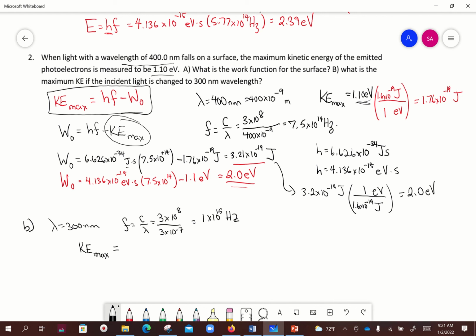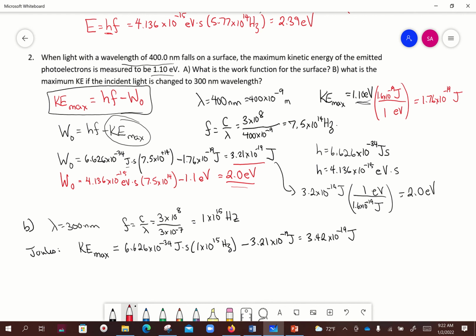All right, so let's figure this out. And again, I can do this two ways. So now I know my work function both in eV and in joules. So let's do it in joules first. So I got hf, 6.626 times 10 to the minus 34 joule seconds, times my frequency, 1 times 10 to the 15 hertz, minus the work function in joules. So I have to keep my units the same. And I get 3.42 times 10 to the minus 19 joules.